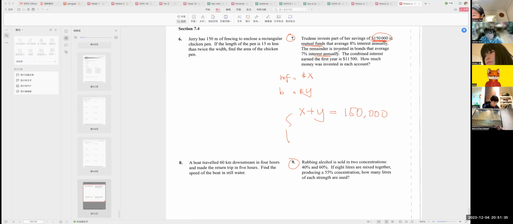So we know for the mutual fund, for every $1, we can get 8%. So we have X dollars. How much interest can you get? 8% times X. Understand? Okay, so how much does the bond collect? 7% times Y. Altogether equals what? 11,500.